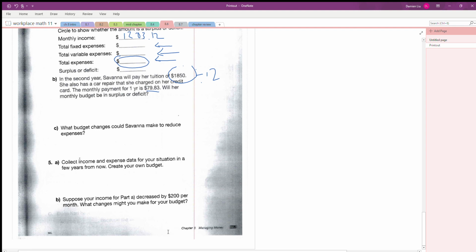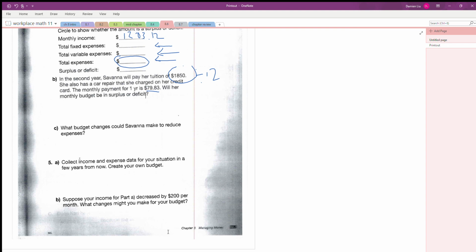5, collect income and expense data for your situation in a few years from now. Create your own budget. Okay, so in this case here, you're going to imagine yourself in a couple of years. You may or may not be at home. You may or may not be working. You may or may not be at school. And depending on your situation, try and come up with what expenses you may have, and what sort of income you may have. So you may want to look into that.